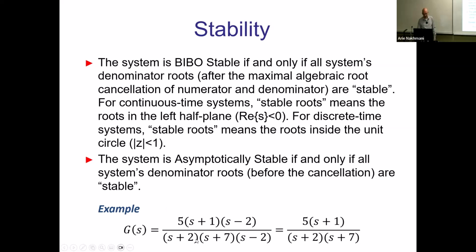So before cancellation, you clearly have s minus 2 here, which means the pole is at +2, s equals 2. So it's an unstable pole, which means the system is not asymptotically stable because the pole is in the right semiplane. But after cancellation, everything is stable. So it is BIBO stable, but not an asymptotically stable system. Okay, so for any bounded input, you will receive bounded output. But for particular initial conditions, it might diverge. This is how it works. All right? Questions?